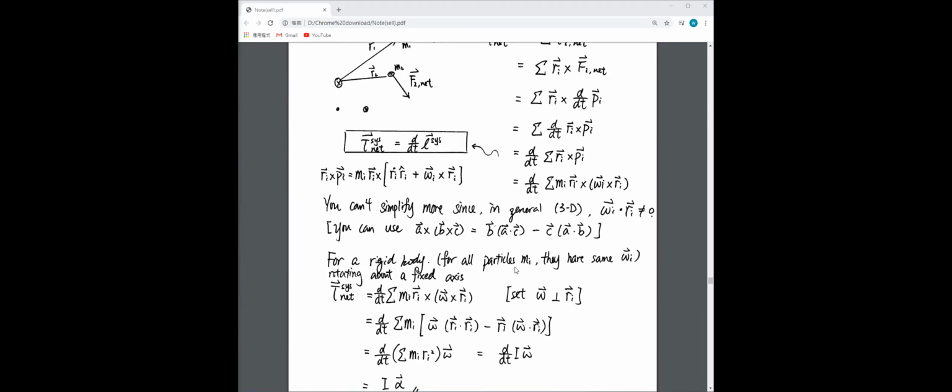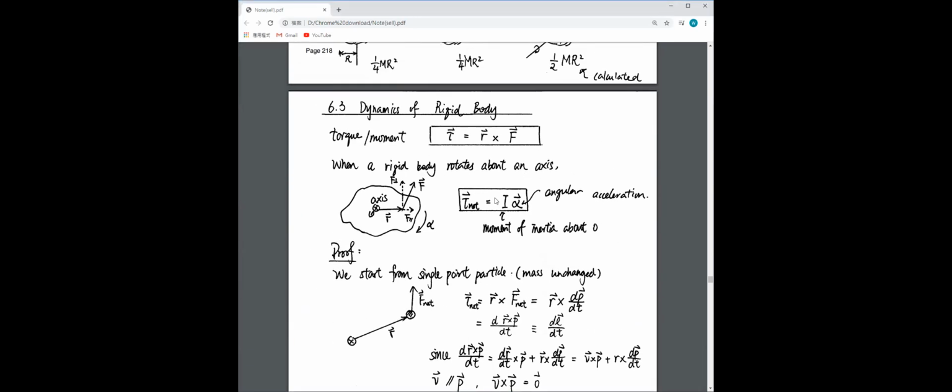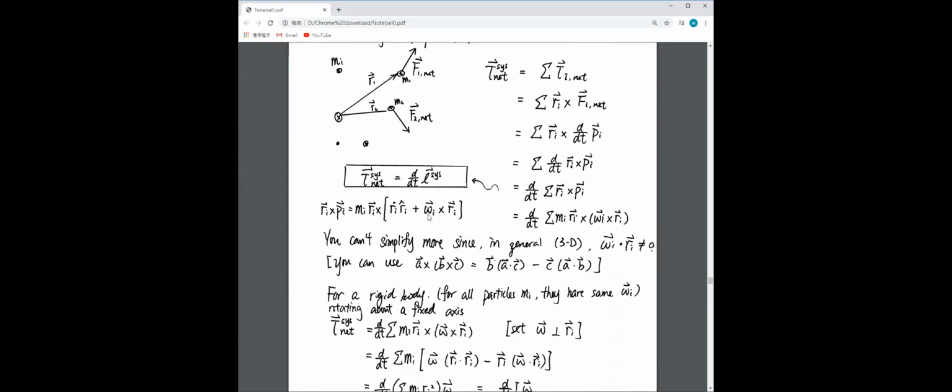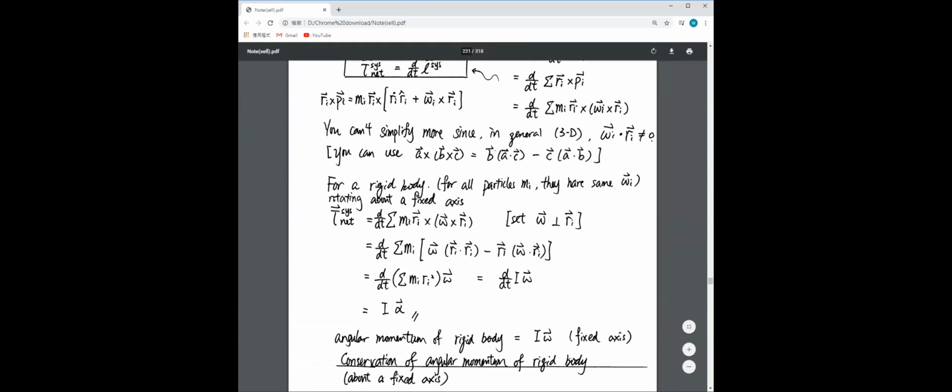And then for a rigid body, we can simplify the case by assuming that it is rotating about a fixed axis, as we said here. Okay, rotate about an axis. Maybe you can have a look at the proof here.